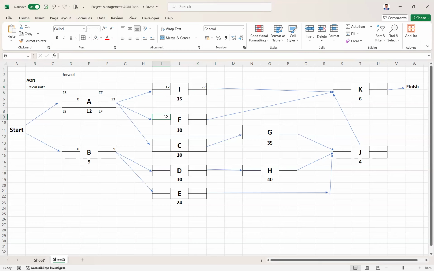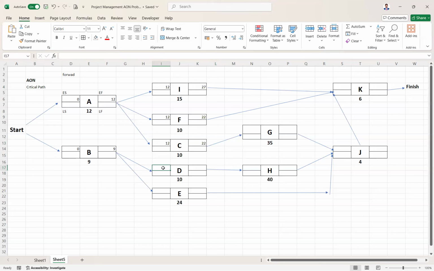Similarly for F, what is the early starting time? A is its predecessor, and A's early finish is 12. That will become the early start for F, because there is connectivity between them. Again 12. The early finish for F is 12 plus 10, which is 22. Similarly, C also has A as its predecessor, so its early start is 12. Early finish is 22, because 12 plus 10, where 10 is the activity time required for C.